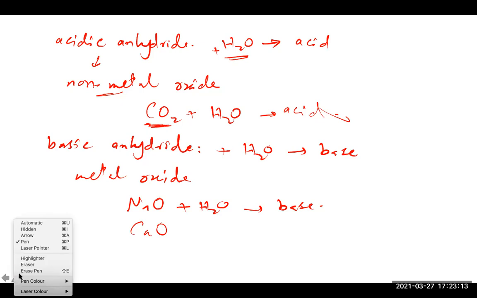Okay, now we will talk about some formulas. So here we will talk about the autoionization of water.